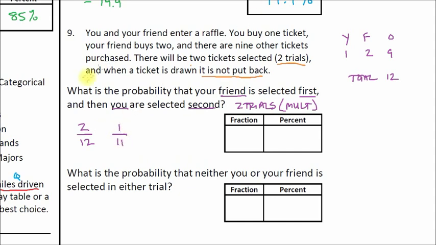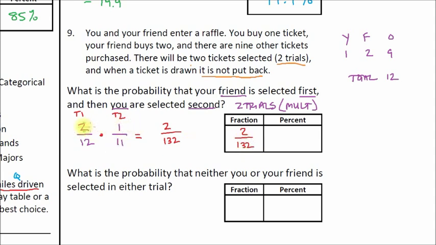And let's just kind of label these so you see. Here's trial number 1. Here is trial number 2. And we're going to have to multiply these together to find the probability that they both happen in a row. 2 times 1 is 2. 12 times 11, you multiply that out, that will be 132. So our fraction is we've got 2 out of 132.